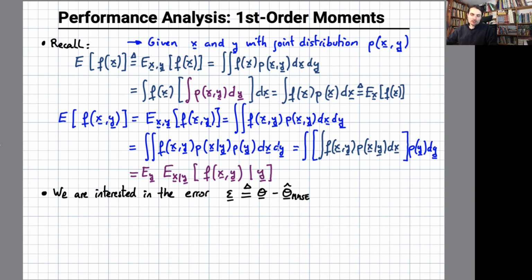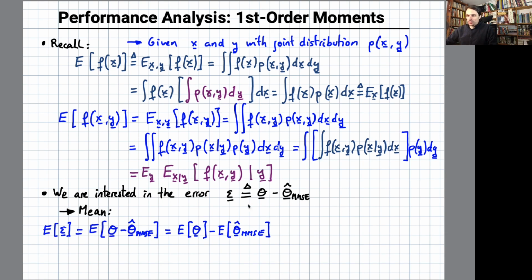To characterize the performance of the MMSE estimator, we would like to obtain the first and second order moments of the error vector, which is defined as the true parameter minus its estimate. The mean is therefore the mean of theta minus theta hat MMSE, and this is obviously the mean of theta minus the mean of theta hat MMSE.